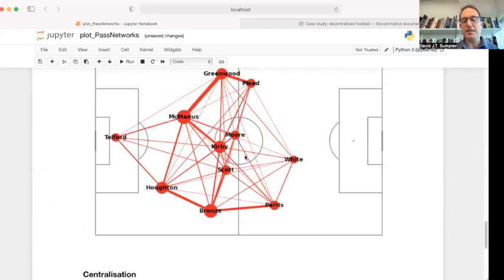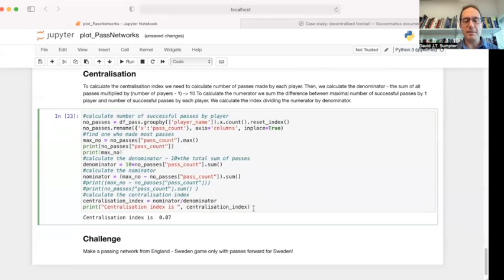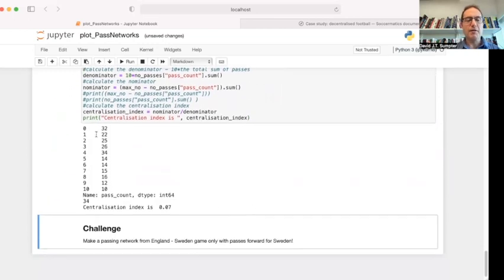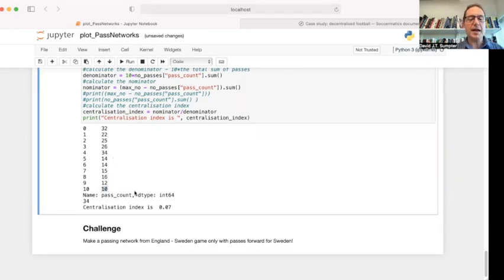So remember, this is the passing network we're looking at. We've got White, who's involved in the least passes. We've got McManus, who's involved in the most passes. And then when we run this, we'll see, well, here are the players. I haven't actually got the names here, but there's 11 players, 0 to 10. This must be McManus, who's involved in 34 occasions. This must be White, who's involved in 10 occasions.